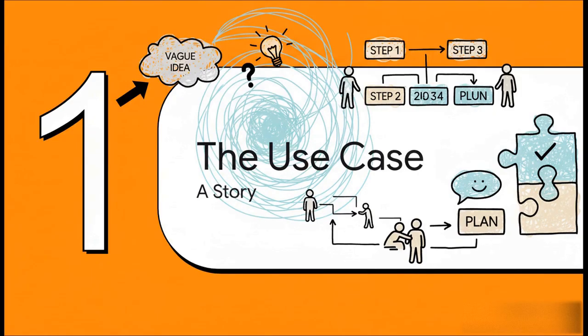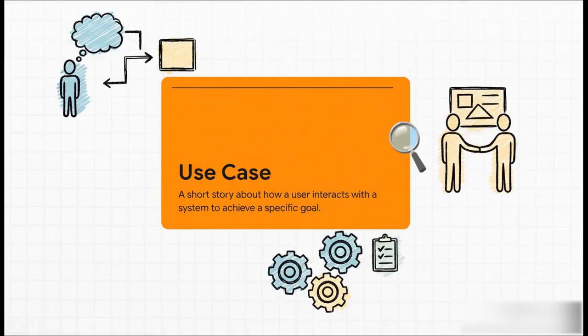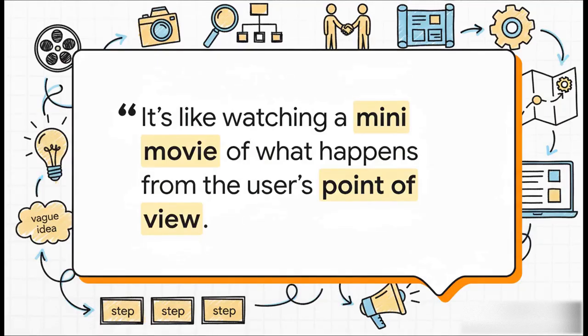So let's properly introduce the hero of this explainer, the use case. And here's the secret to getting it right away. Stop thinking of it as some boring technical document, because really, it's just a story. At its core, that's literally all it is. It's a short, focused story. We're not talking about the entire system here. We're talking about one single, important thing a user wants to get done, and we're telling that story from their point of view.